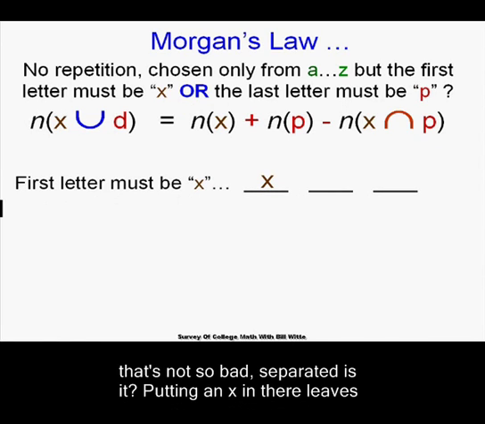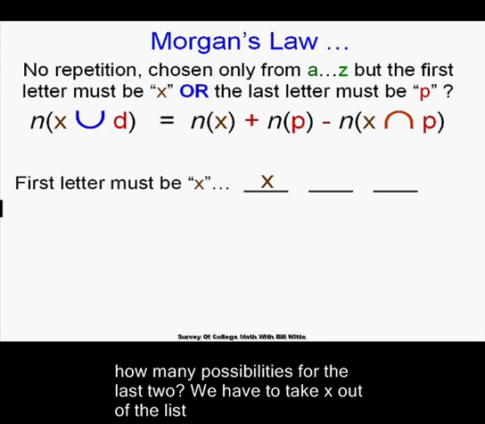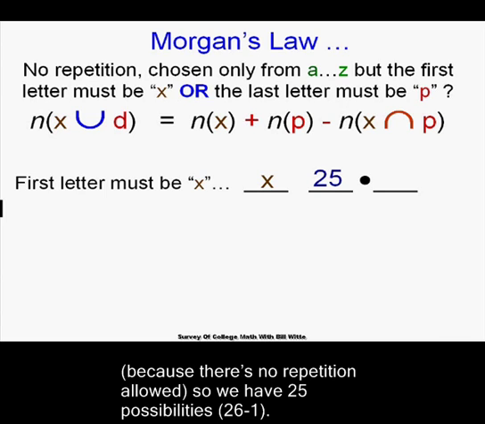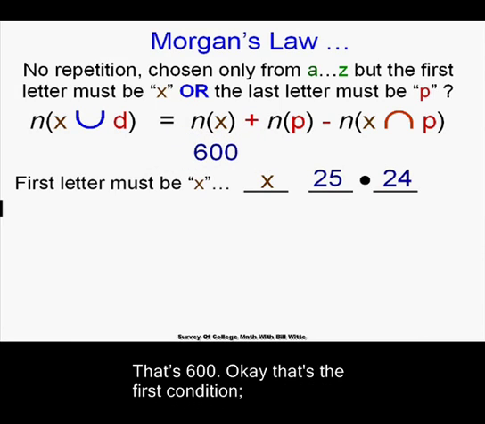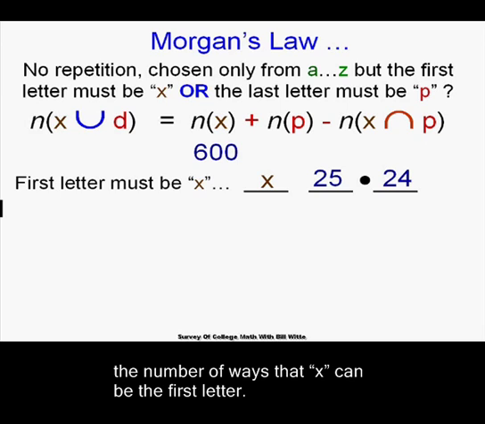Put X in there, and that leaves how many possibilities for the last 2? Well, we have to take X out of the list, so we have 25 possibilities, 26 minus 1. And then you've taken another one out, so the third one has 24 possibilities. So what is that? 600. That's the first condition, the number of ways that X can be the first letter.